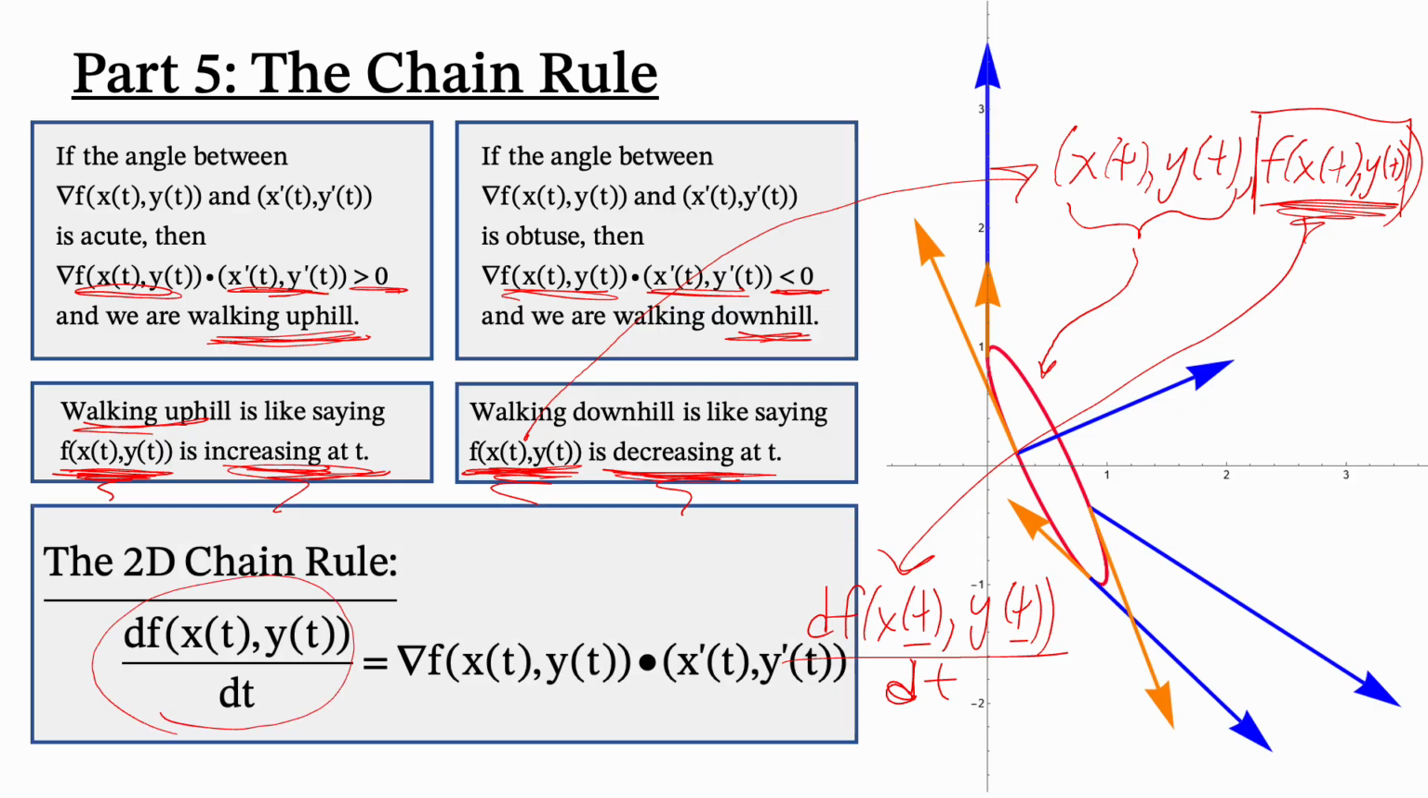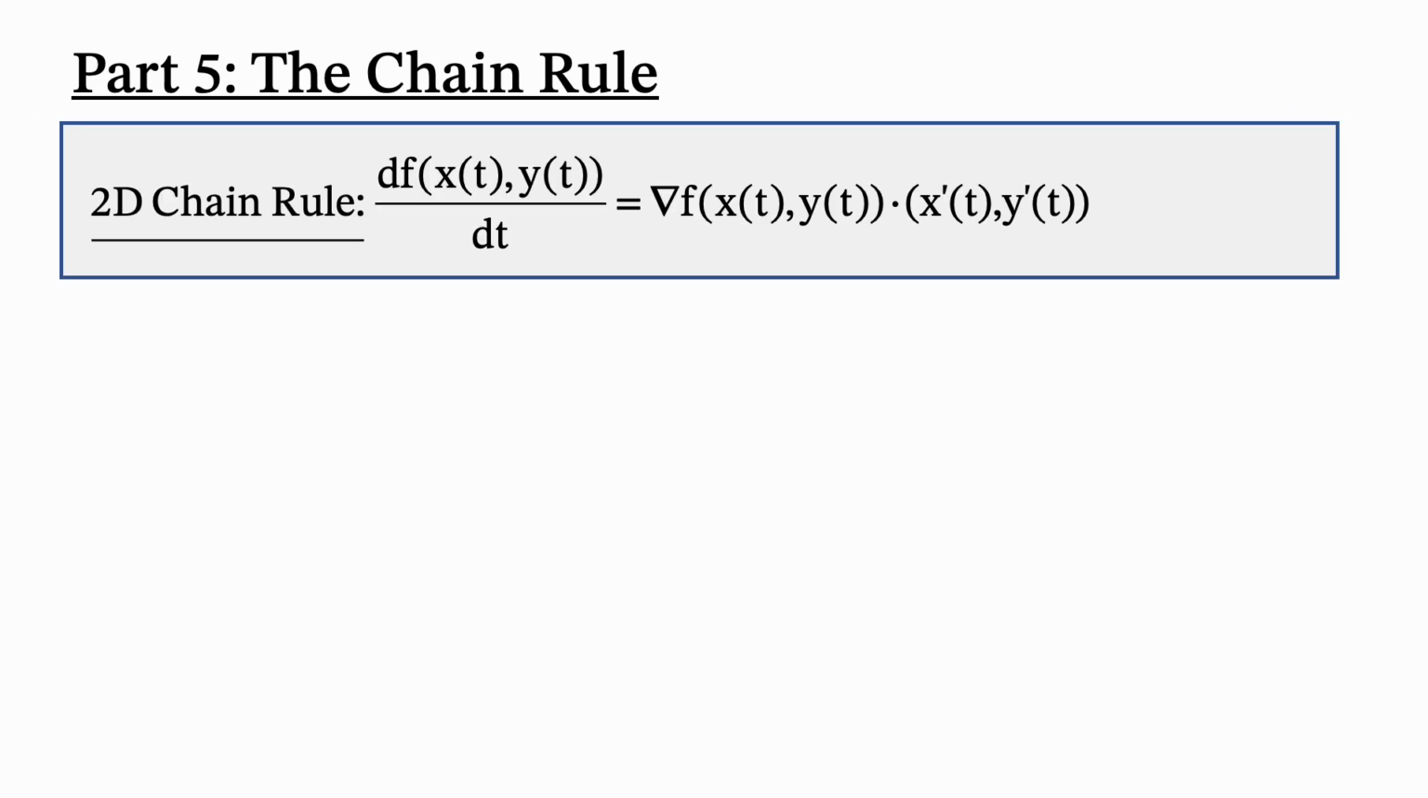Equivalent ideas here. df dt, our change in altitude on our hiking trail, is the same as the dot product between the gradient vector and the tangent vector. And that is our chain rule for multivariable calculus, at least our 2D chain rule. Let's take a look at the next slide and see what we can do with this. So I know this might not look like the chain rule you're familiar with yet, but I'm going to make that connection in a second.